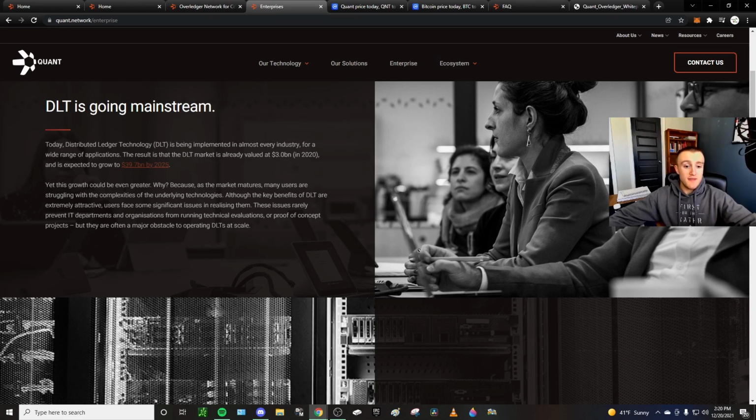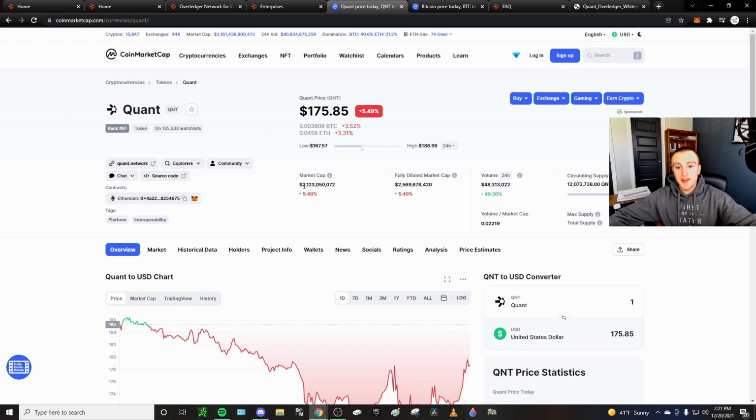Yet this growth could even be much greater because, although the market is maturing, many users are struggling with the complexities and underlying technologies. Although the key benefits of DLT are extremely attractive, users face some significant issues in realizing them. These issues rarely prevent IT departments and organizations from running technical evaluations or proof of concept projects, but are often a major obstacle to operating DLTs at scale. Right now, Quant's market cap is $2 billion.